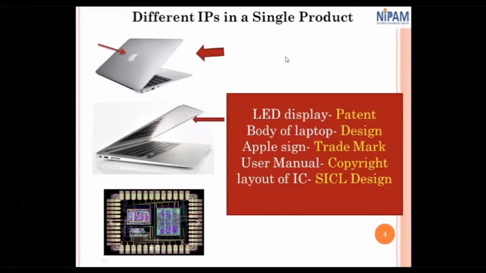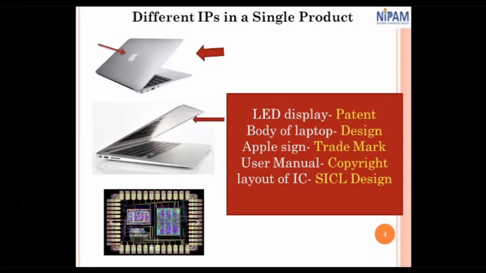Before that, we are all surrounded by intellectual property rights in all the products that we use. Here is a classic example: an Apple laptop. This Apple laptop consists of all the IPs. The LED display comes under the category of patent. Then the body of the laptop, the way it is curved, chiseled, and designed, comes under the category of design.